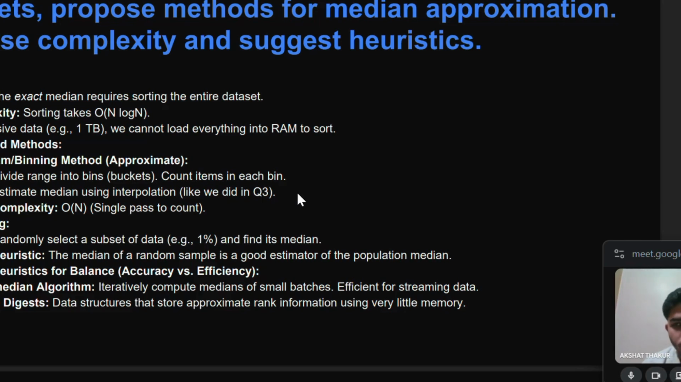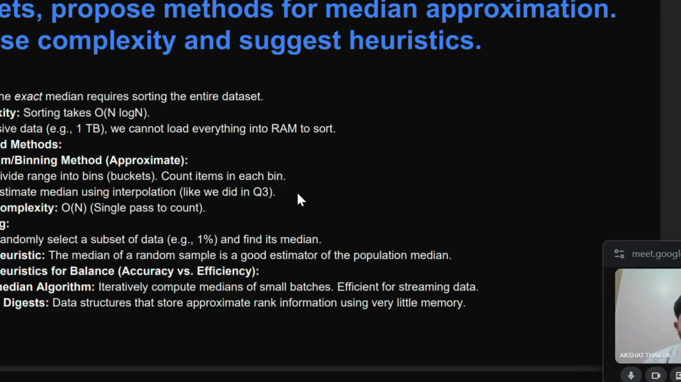So the proposed method will be histogram or binning method. We approximate by dividing the range into bins, which are buckets. Count items in each bin. Then estimate the median using interpolation, like we did in question 3. Complexity is O(n), so the time complexity is lower, a single pass to count. Then sampling: randomly select a subset of the data and find its median. Heuristic: the median of a random sample is a good estimator of the population median, a heuristic for balancing accuracy versus efficiency.